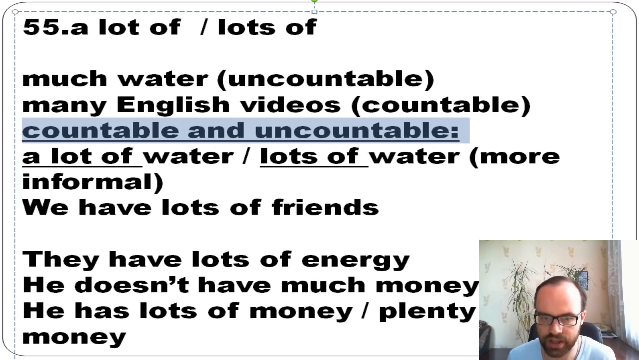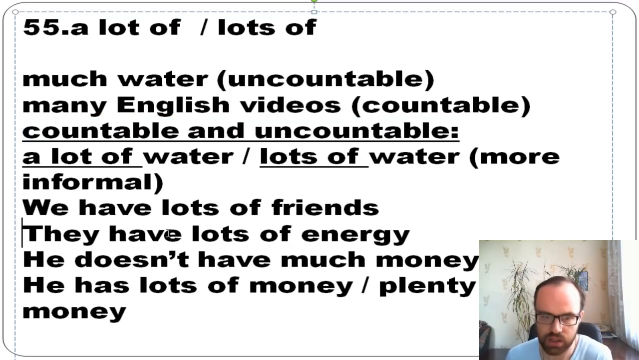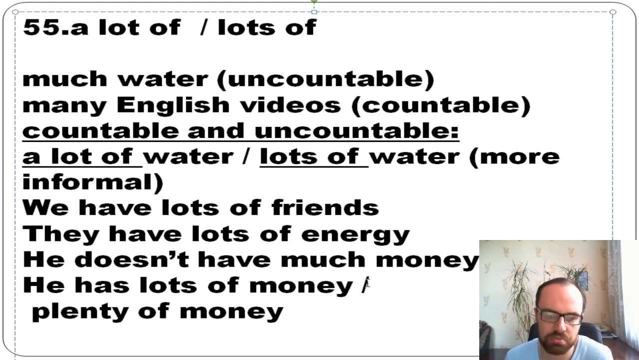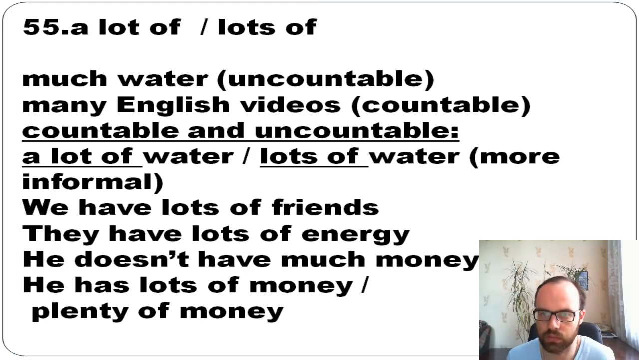With countable and uncountable, we have lots of friends, or we have a lot of friends. They have lots of energy, or they have a lot of energy. He doesn't have much money. He has lots of money. Or there is a phrase, he has plenty of money. It's another phrase for saying the same thing. Okay, next.